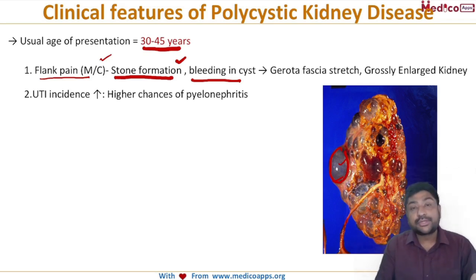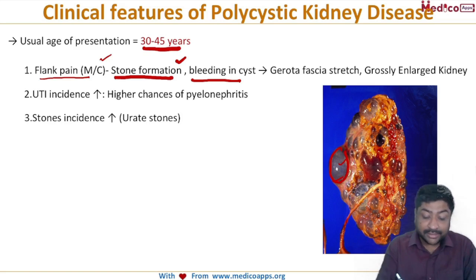Again, in clinical MCQs, they can talk about microscopic casts in the urine. So both these findings, tenderness at the costovertebral junction and microscopic casts, will give you an indication that we are talking about UTI. As already told, there will be an increase in stone formation. However, very interestingly, these stones are primarily urate stones.